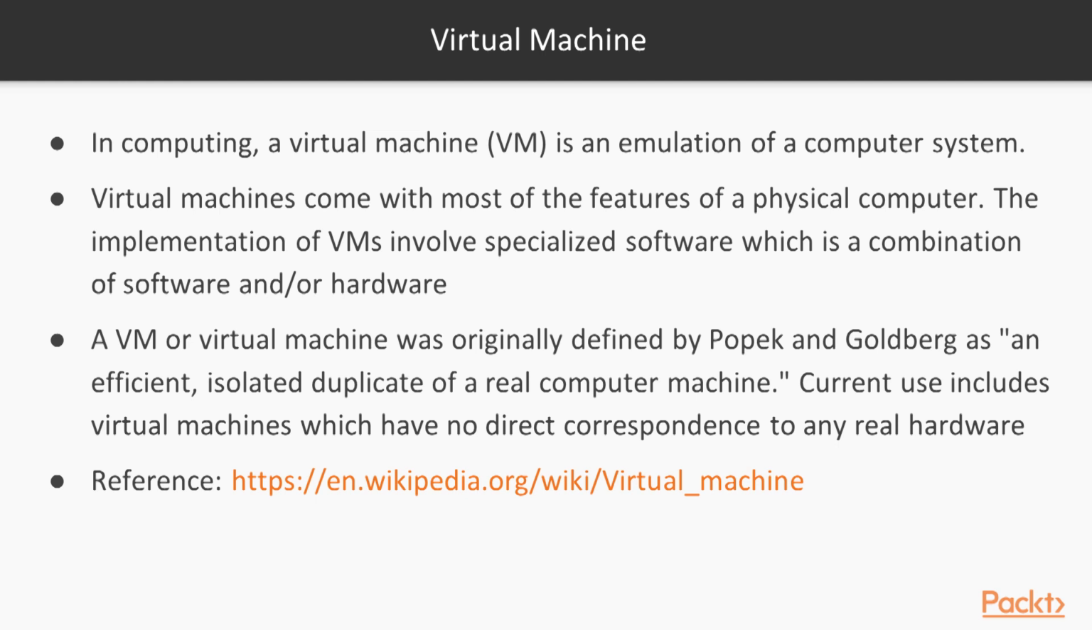So what is a virtual machine? A virtual machine is an emulation of a computer system. Virtual machines are based on computer architectures and provide the functionality of a physical computer, obviously. Their implementations may involve specialized hardware, software, or a combination. A virtual machine was originally defined by Popek and Goldberg as an efficient, isolated duplicate. It means it is also called a duplicate machine, a machine inside a machine. Current use includes virtual machines which have no direct correspondence to any real hardware.